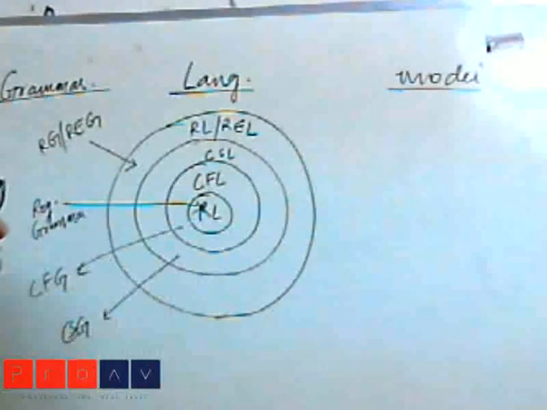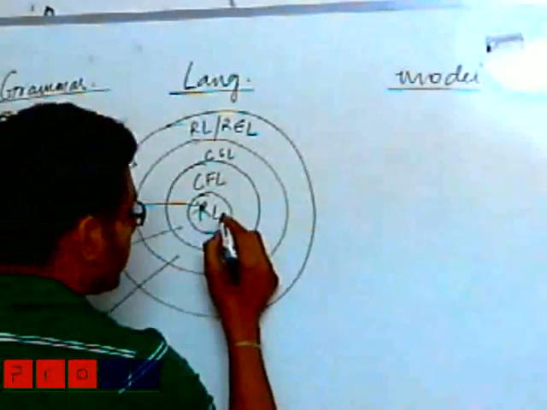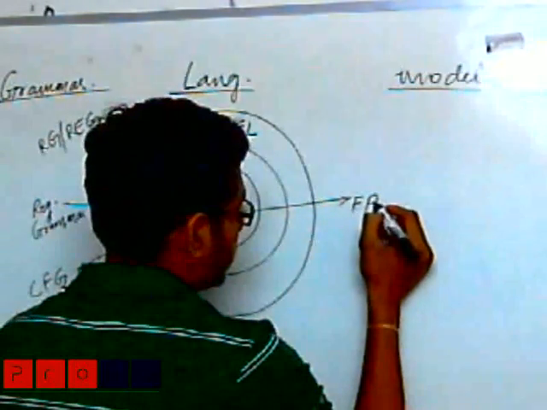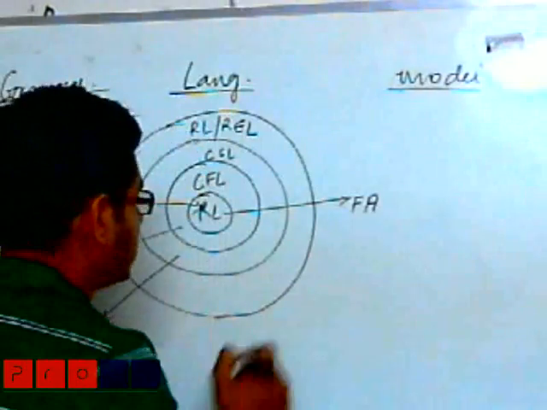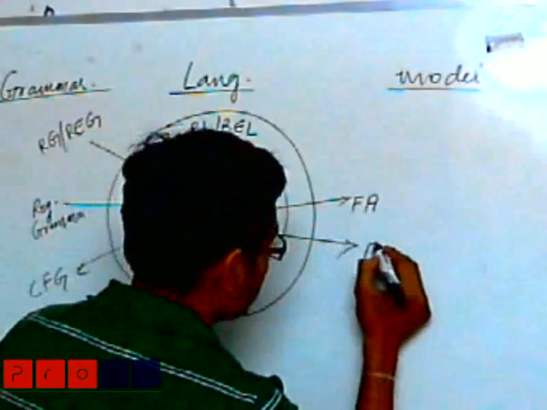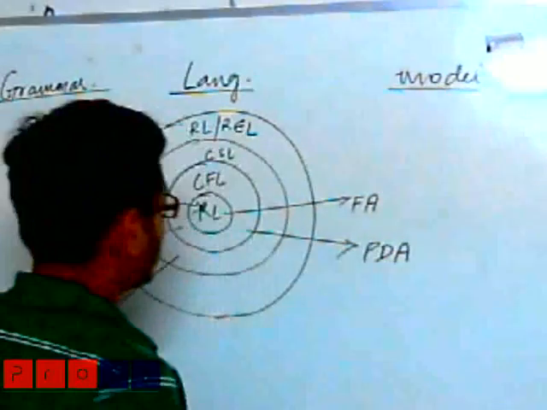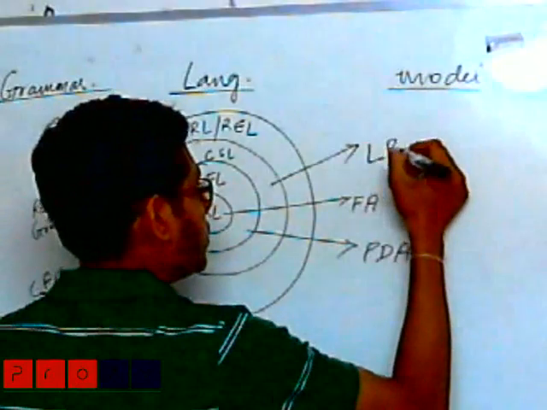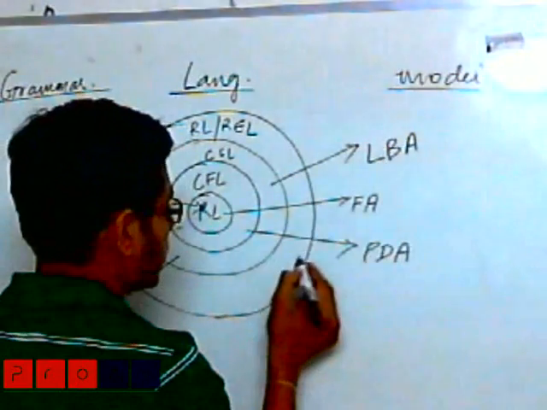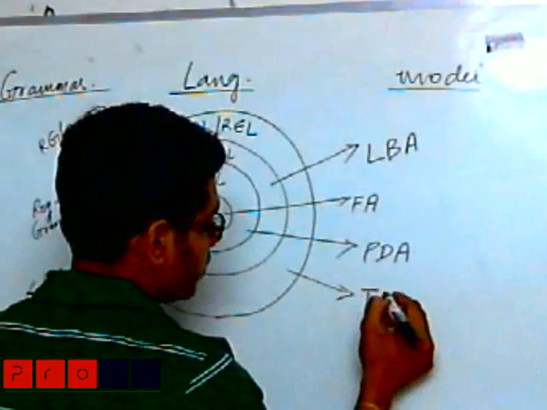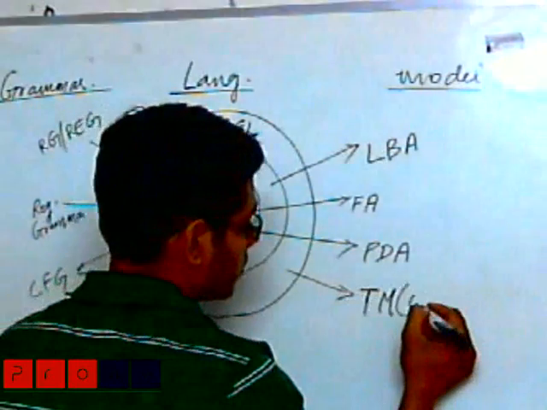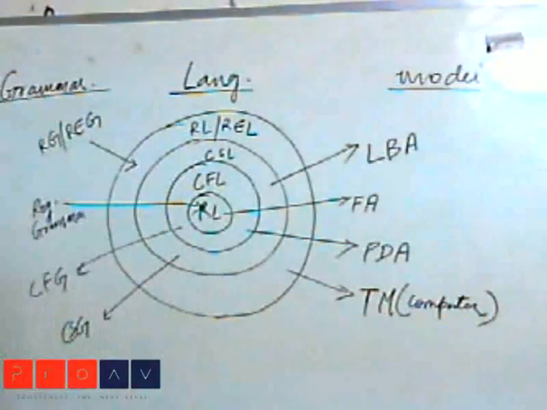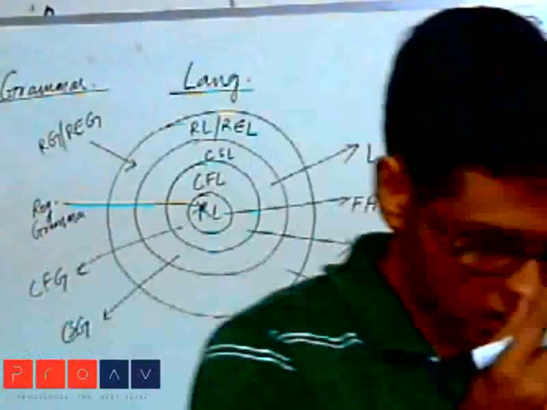Now, which machines are going to accept all these languages actually? Regular language is accepted by which machine? Finite automata. CFL is going to be accepted by pushdown automata. CSL is going to be accepted by LBA, linear bounded automata. And this will be accepted by Turing machine. This is our nowadays computers. So remember this diagram.